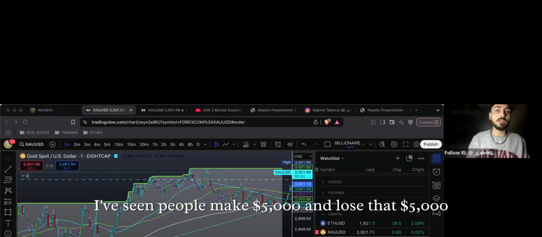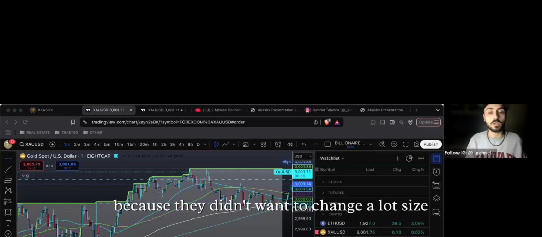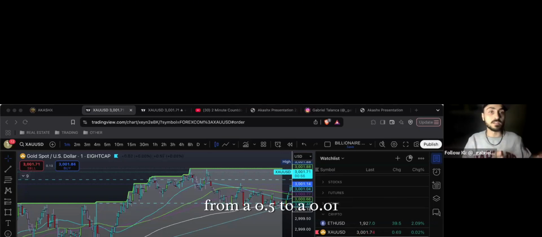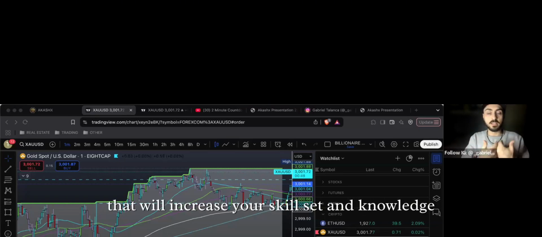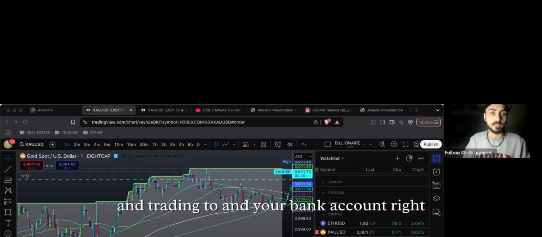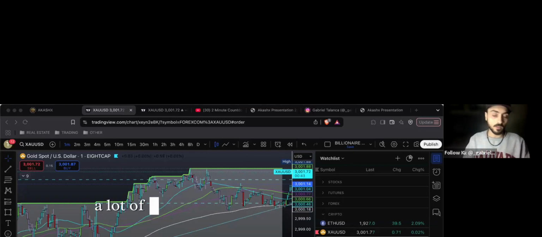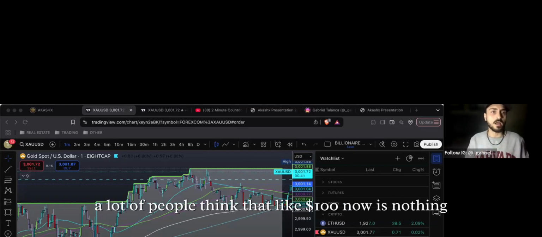I've seen people make $5,000 and lose that $5,000 like that because they didn't want to change a lot size from a 0.5 to a 0.01. It's little things like that, guys, that will increase your skill set and knowledge in trading too, and your bank account, right? A lot of people think that like $100 now is nothing.